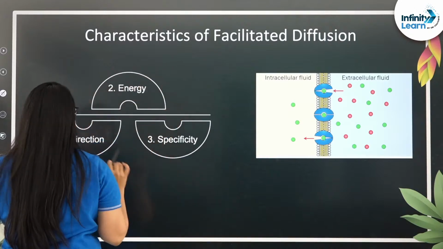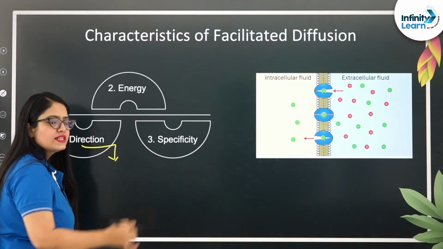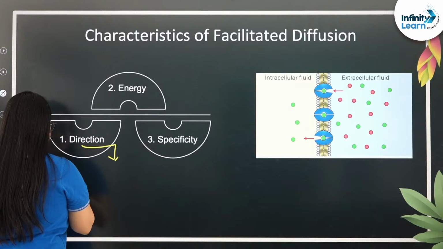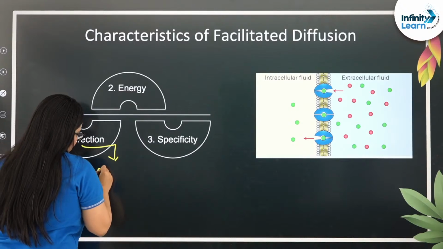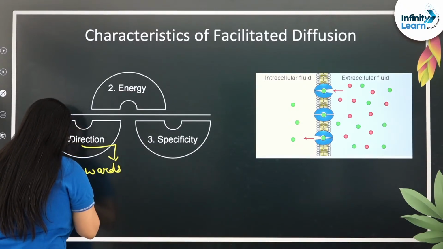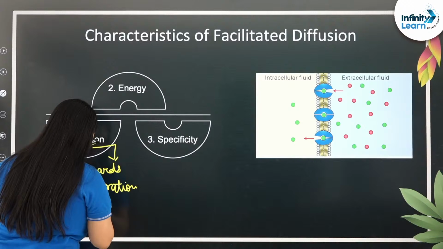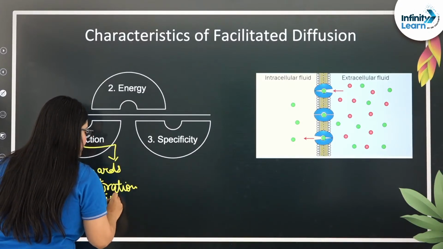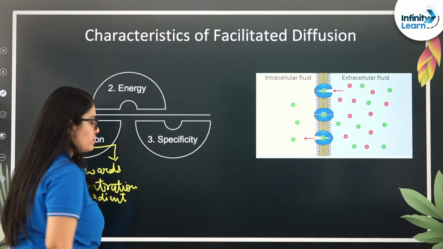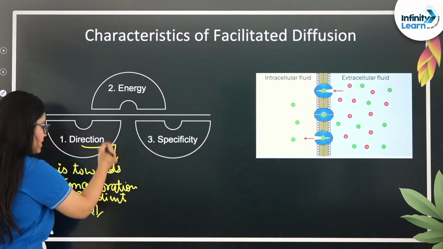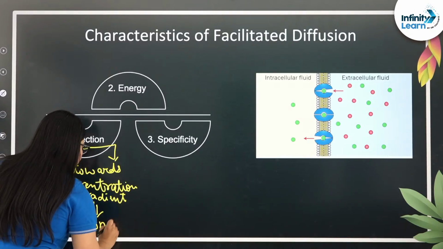So, characteristics of facilitated diffusion: when I talk about direction, the substances that are moving with the help of facilitated diffusion, the direction is towards the concentration gradient. And what is towards the concentration gradient? Movement from their higher concentration region to their lower concentration region, and this is also termed downhill movement.